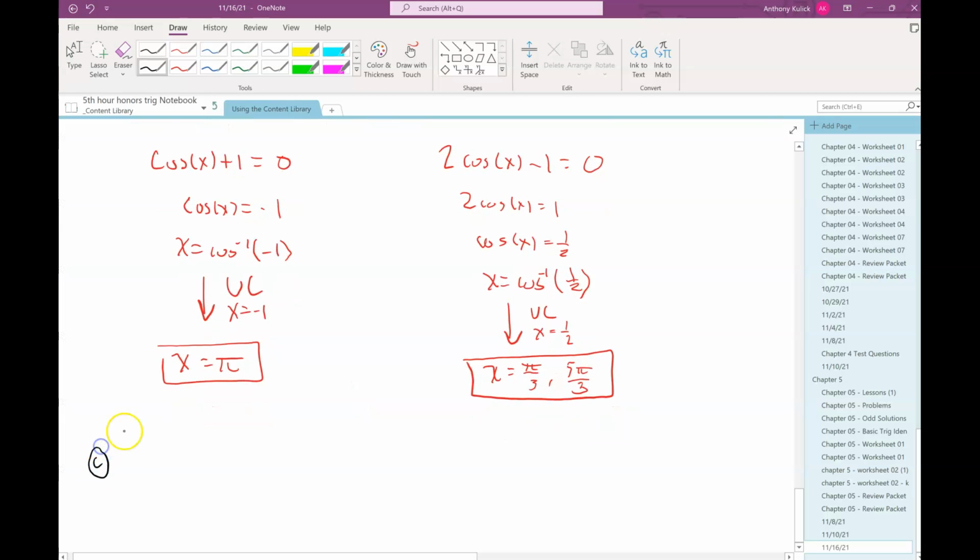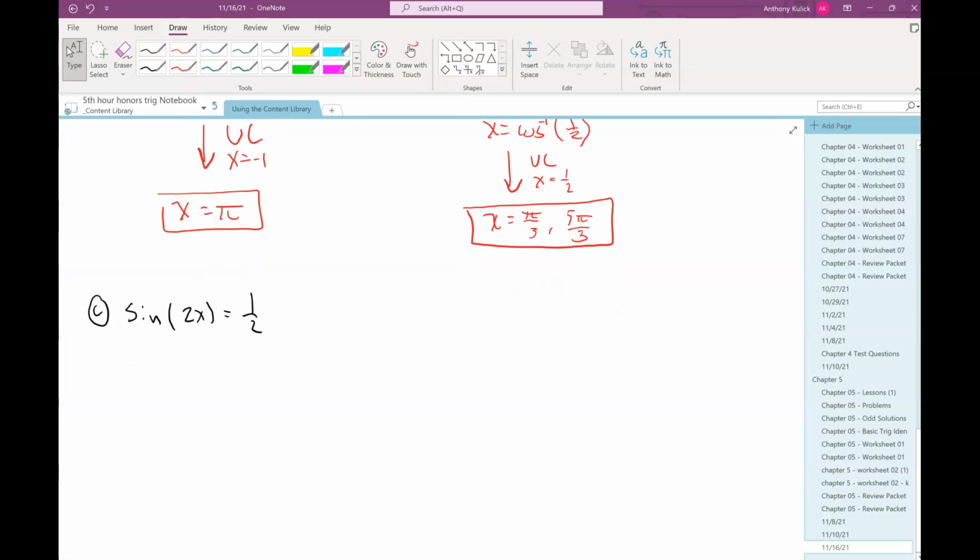I think we're on C. Again, we're still solving from 0 to 2 pi. What do you notice that's different about this one than the previous ones? There's 2x instead of just x. Yeah, we have a coefficient on our x, right? Do you think that makes a big difference?